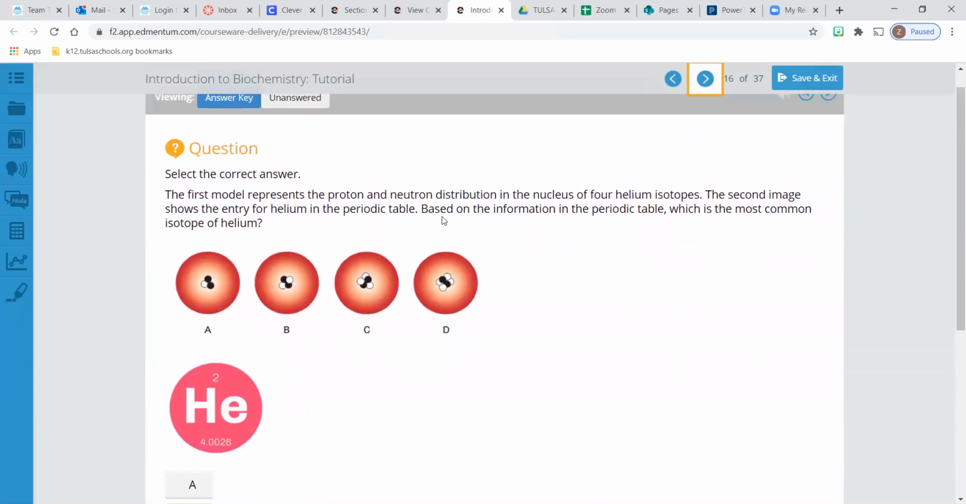So the first model represents the proton and neutron distribution in the nucleus of 4 helium isotopes. The second image shows the entry for helium in the periodic table. Based on the info in the periodic table, which is the most common isotope of helium?